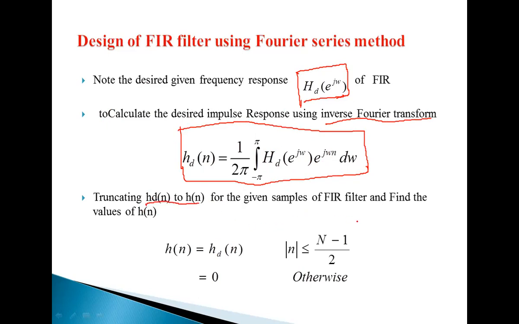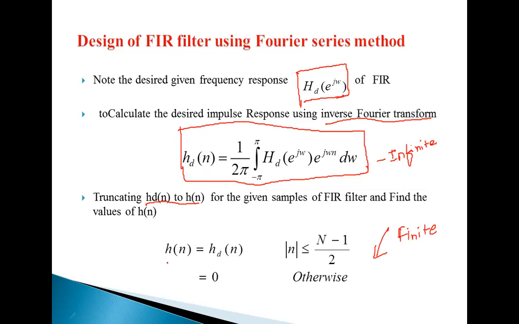Then next, truncating hd of n to h of n for a given sample of the FIR filter and find the values of h of n. Here hd of n has an infinite number of values, and we are converting it into a finite number of values. That is what we call truncating. This hd of n is an infinite sequence and we are converting that into a finite sequence.